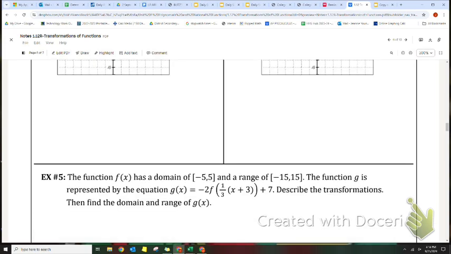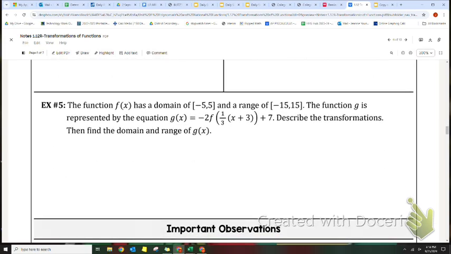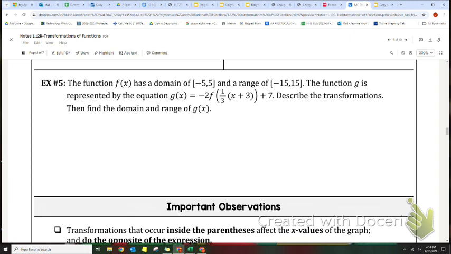All right, example 5 says the function f of x has a domain of -5 to 5 and a range of -15 to 15. Function g is represented by the equation g of x equals -2 f of 1/3 times (x plus 3) plus 7. Describe the transformations, then find the domain and the range of g of x. All right, so let's go through. So we see that negative just tells us it's a reflection across the x-axis.